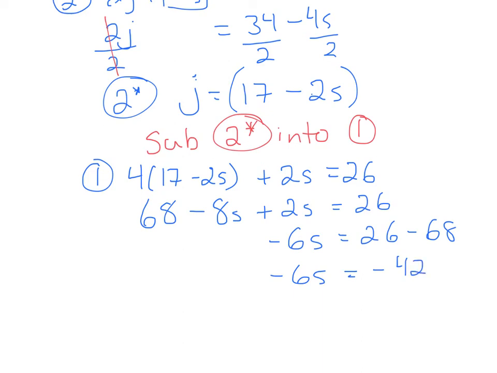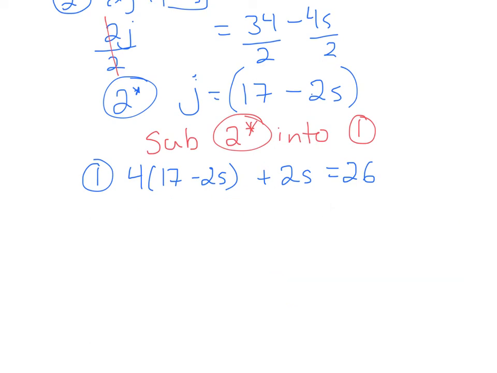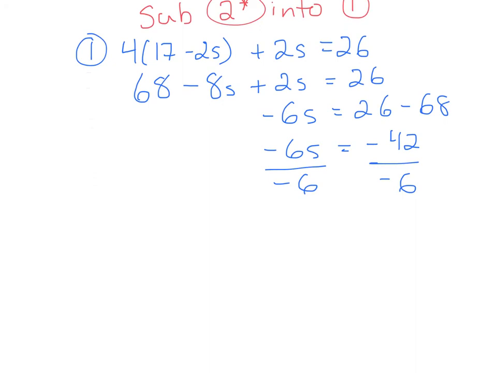I want to get 1s, so I have to divide both sides by negative 6. They cancel out, and negative 42 over negative 6 gives me s is equal to 7. So now I solved, I know what s is. Each Smartie costs 7 cents.